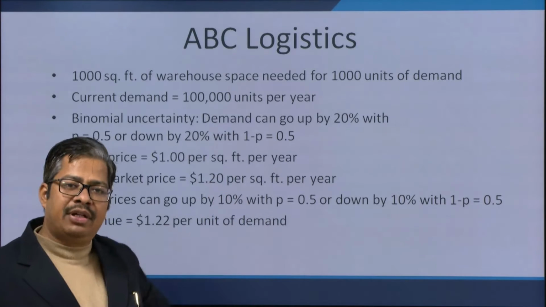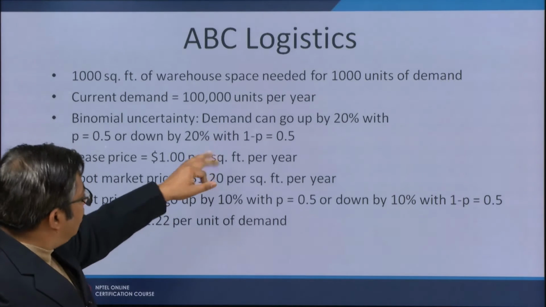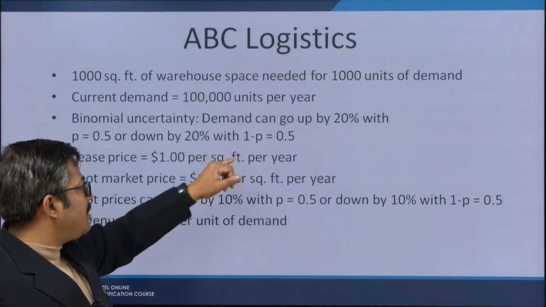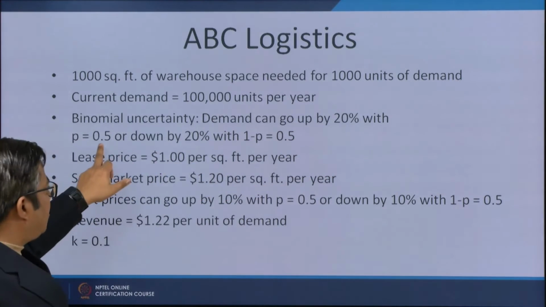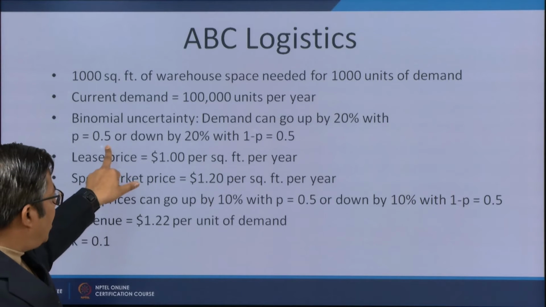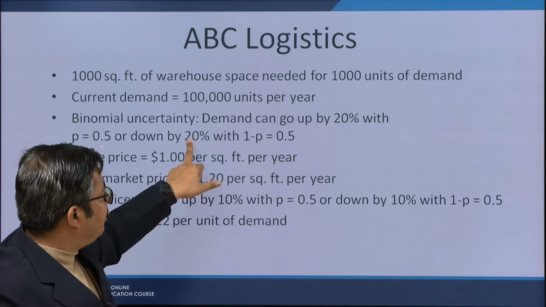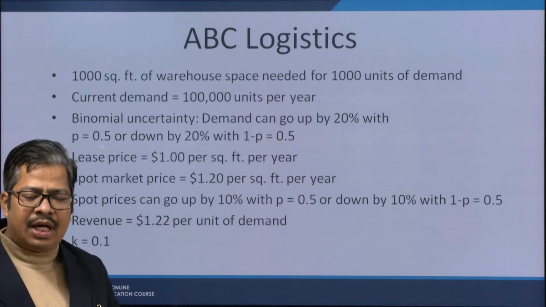So that type of data is also there. It can also be modified so that you have the same value of U and D but different probabilities. The demand can go up by 20% with a probability of 60%, and demand can decrease by a factor of 20% with a probability of 40%. So all these combinations are possible.